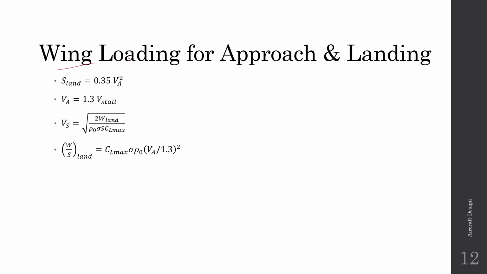Now we'll discuss the wing loading for approach and landing. So for approach and landing, we'll use a statistical approach. Okay, so from a statistical approach, it has been found that approximately the landing distance is related to the approach velocity using this formula. So here the VA is the approach velocity. So the landing distance is approximately equal to 35% of approach velocity square. So this is a statistical relationship.